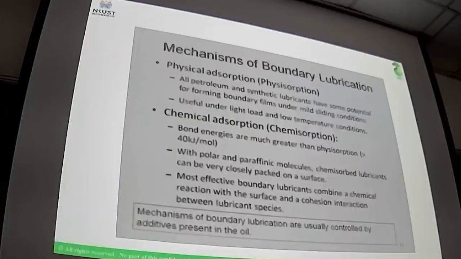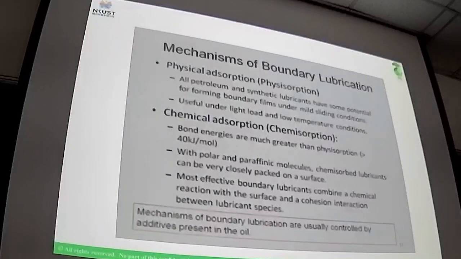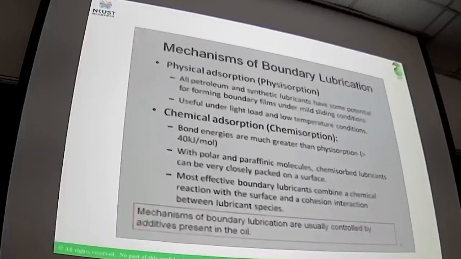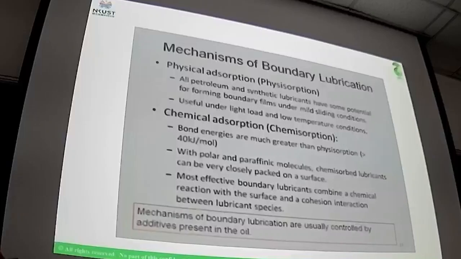So there are two different mechanisms for the boundary lubrication. The first one is called physical sorption. The second one is called chemical sorption, or chemical absorption. So this is a new word coined by these two words, okay? Or chemical absorption.